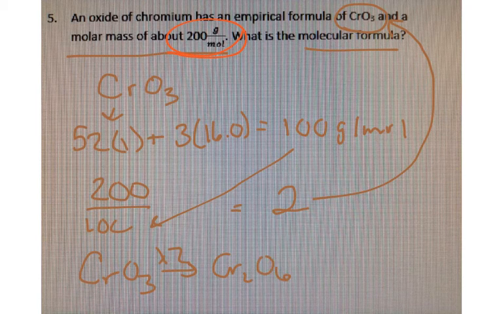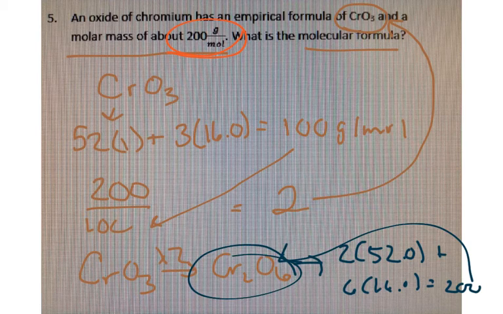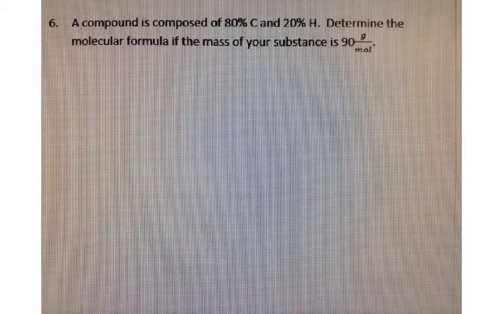Cr2O6. Okay? A way to check this is to add up the molar mass of this, which is 2 times 52.0 plus 6 times 16.0. And if you get 200, which you do in this case, then you know that this is the true molecular formula. If you don't, then you know something's wrong.